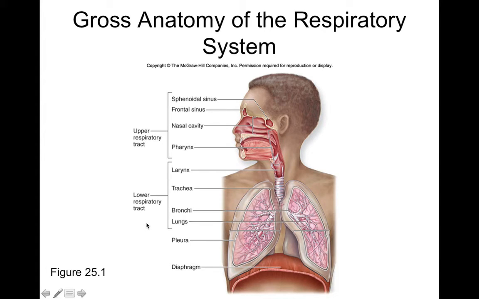Now, we can also divide the respiratory tract into upper and lower portions. This is not the same as the conducting and respiratory zones. The upper respiratory tract is all of those structures that are superior to the larynx. So we talk about the pharynx, oral cavity, nasal cavity, and the associated paranasal sinuses. The lower respiratory tract is everything else, the larynx and beyond: the larynx, trachea, bronchi, and then bronchioles and alveoli.